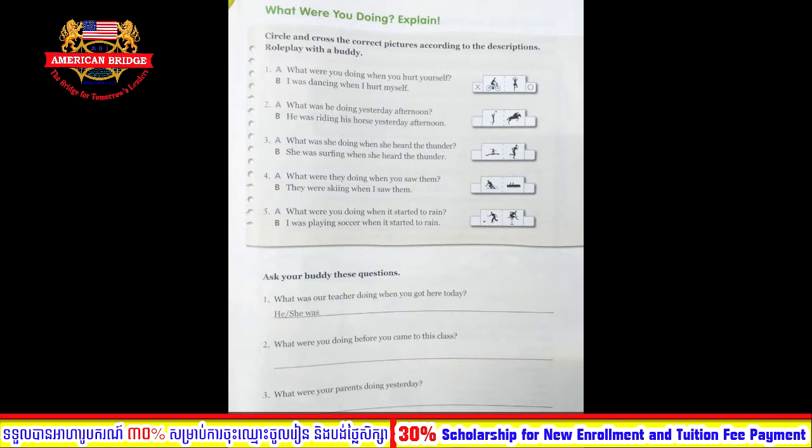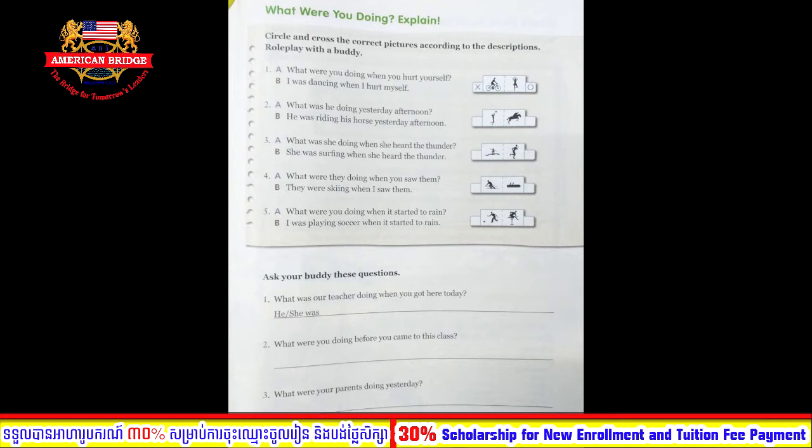Okay, good. Now for today's class, please open your book to page 109. Right, page 109. What were you doing? Explain. All right. So look at the exercises on page 109. Circle and cross the correct pictures according to the descriptions. Role play with a buddy. Okay, role play with a friend.